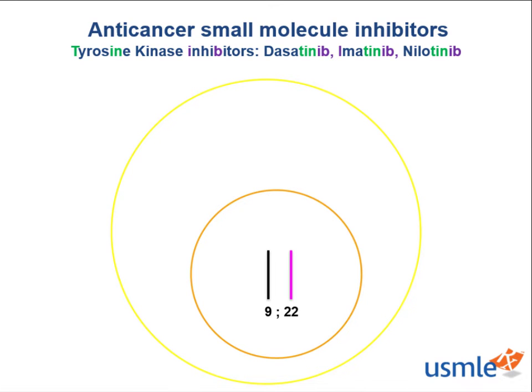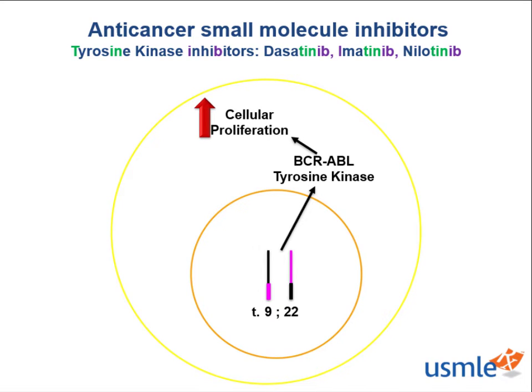Let's now cover our last tyrosine kinase inhibitors, BCR-ABL tyrosine kinase inhibitors. Pictured here is a cell outlined in yellow with a nucleus outlined in orange. Pictured inside the nucleus is chromosome 9 and chromosome 22. Watch closely now as this disease process begins when these two chromosomes undergo a translocation. This translocation leads to the production of the BCR-ABL protein, a tyrosine kinase. This mutant protein leads to increased cellular proliferation and subsequently cancer.